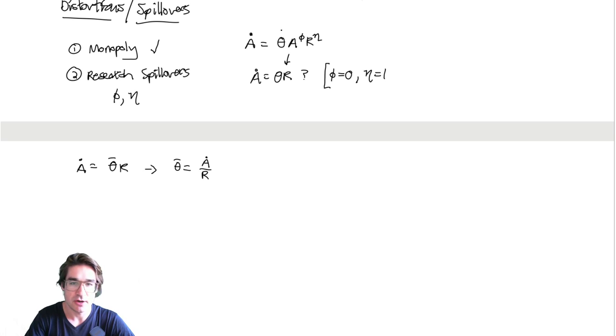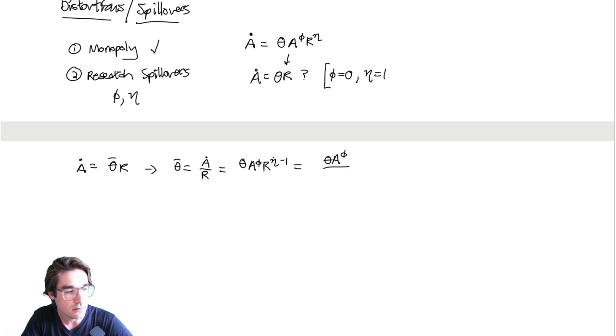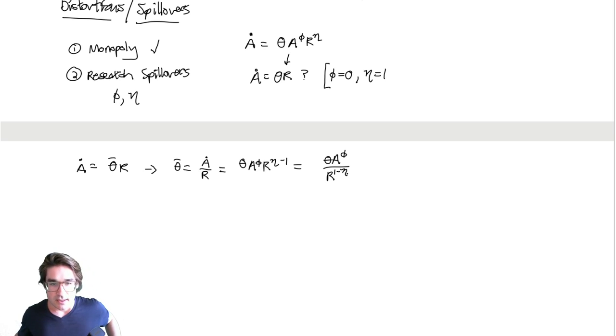And if we use this general Jones formulation, then that's equal to theta A to the phi R to the eta minus one. Just take this thing, add another minus one from dividing by R. Now what does that mean? Well, because eta should be less than one, decreasing returns here should be a concave function of R, because we don't want increasing returns in R. That doesn't make sense. So we can put that in the denominator and make it a 1 minus eta.